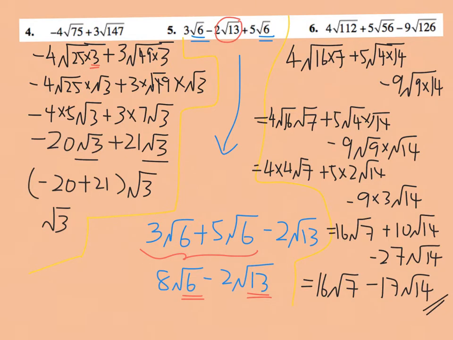We have gone over 6 examples on how you can add and subtract radicals. I hope that you have a basic understanding of how they work. And if you are ready, I have some more complicated examples coming up next. Let's go.